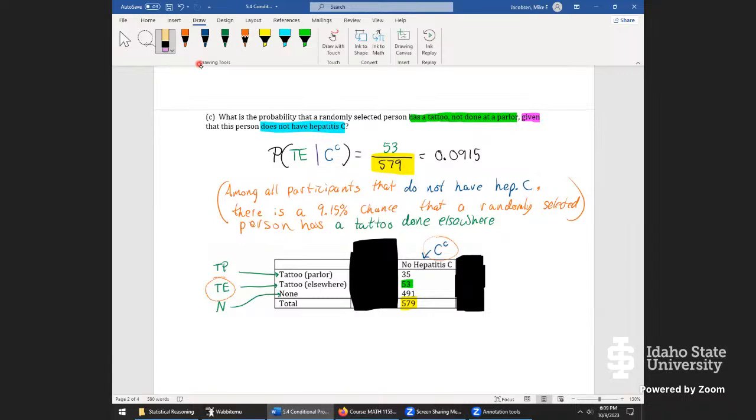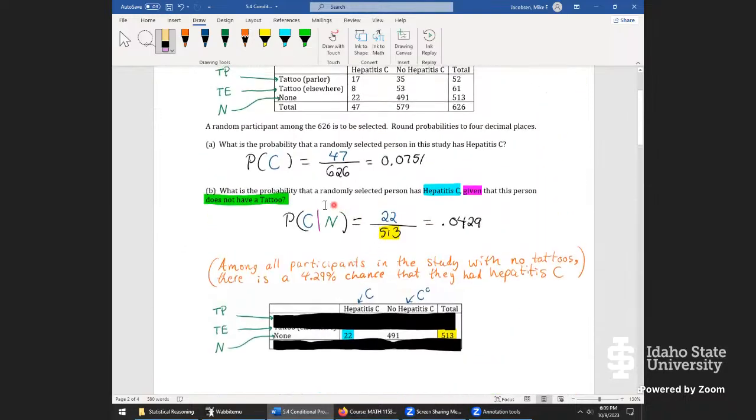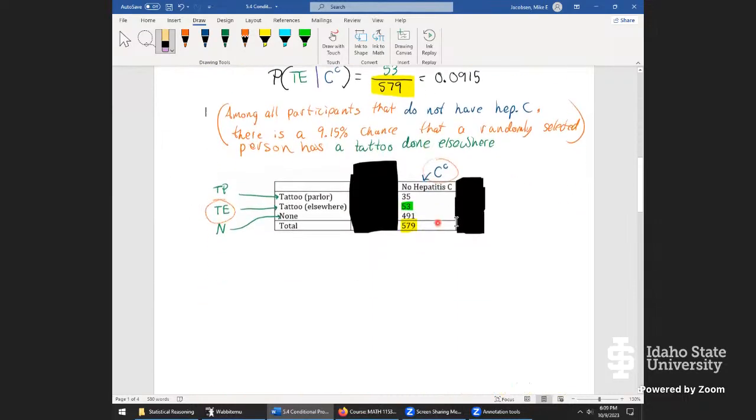Okay, as you study these kinds of problems, think of what we're doing with these black bars as not something that's required. We may not do it on the next problem, but it's mostly just a guide. If it says given C complement, all of your data is right here on the column. And if the problem was saying given N, not having a tattoo, that's why we wiped out everything except that one row. All of our data lived in that region instead.